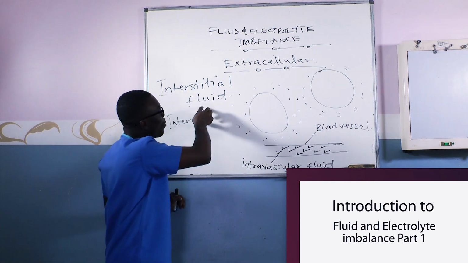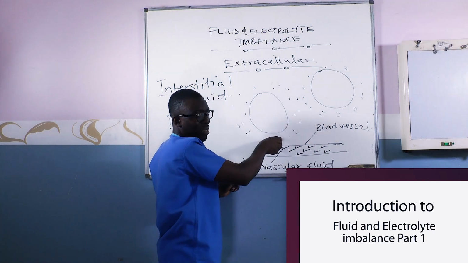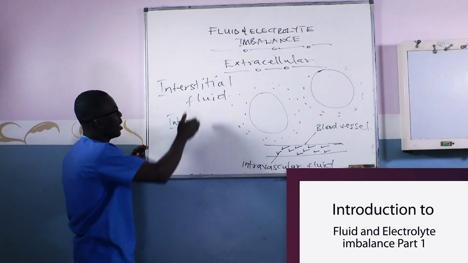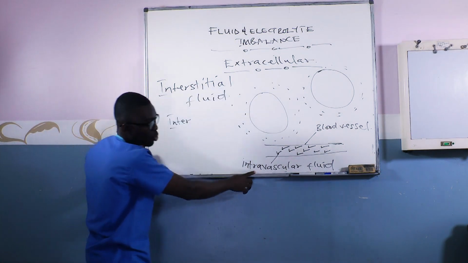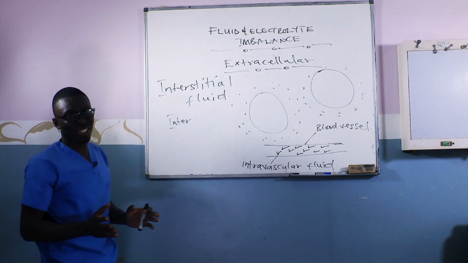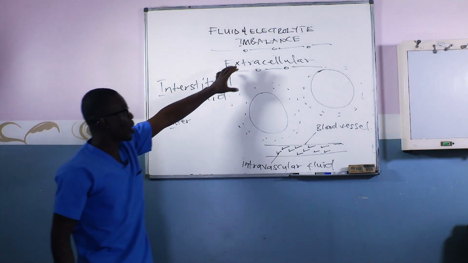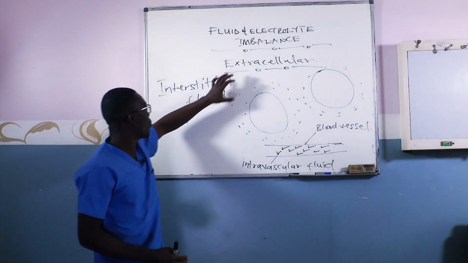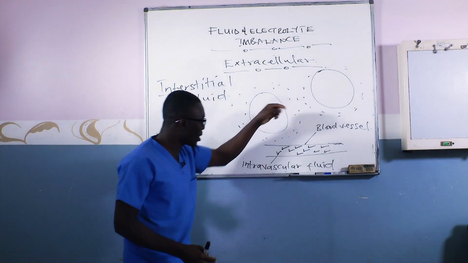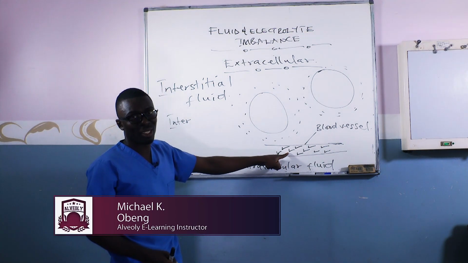Because the interstitial fluid is outside the cell and intravascular fluid is also outside the cell, it means that extracellular fluid is the combination of interstitial fluid and intravascular fluid. All you have to understand is that extracellular fluid is the combination of interstitial fluid, which is the fluid in between two cells, and intravascular fluid, which is the fluid within the blood vessels.